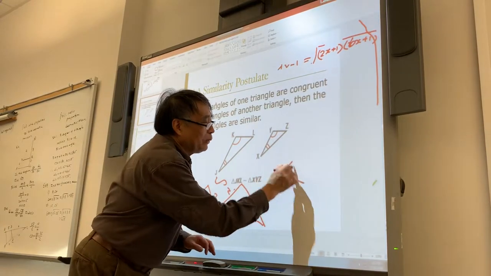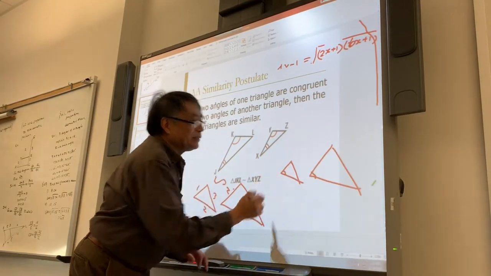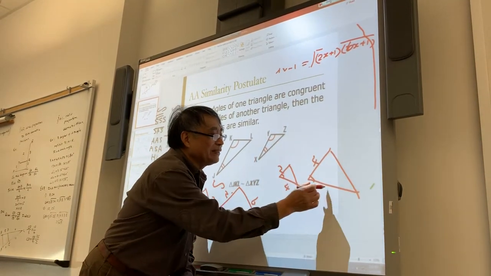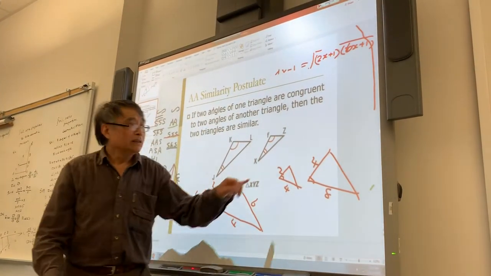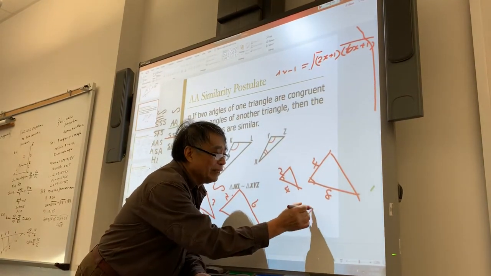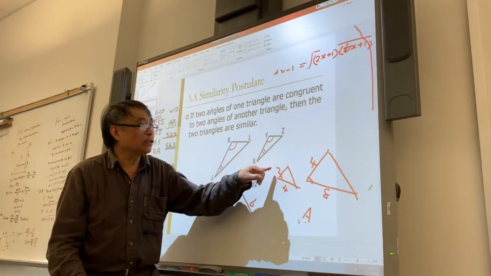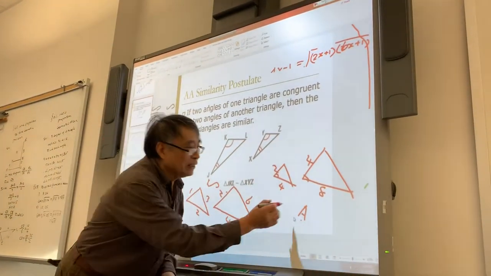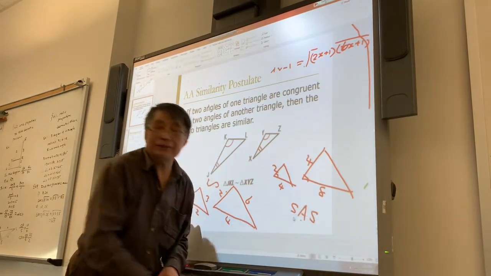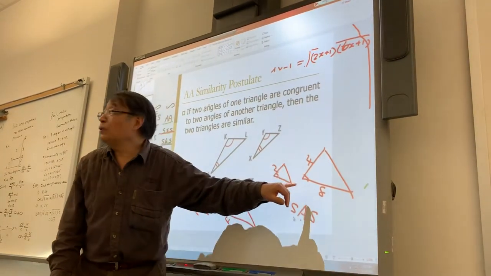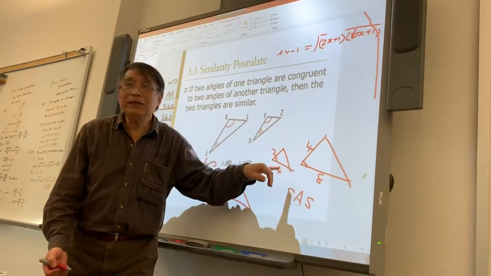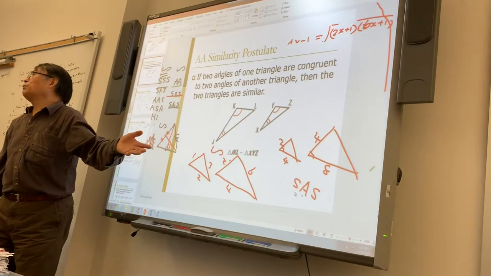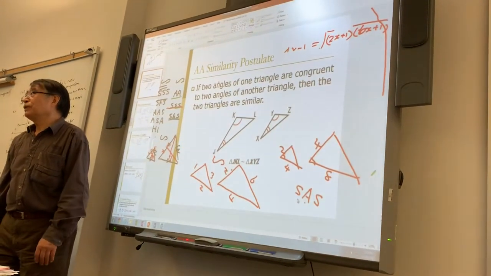Last one, we have a triangle like this. This angle is congruent. This side is 2, this is 4, this is 4, this is 8, for instance. Angle congruent in the middle. This side, 2 over 4, is 1 half. This side, 4 over 8, is 1 half. So SAS. Included angle congruent, two included sides proportional, they are similar. This is everything for chapter 6.5.